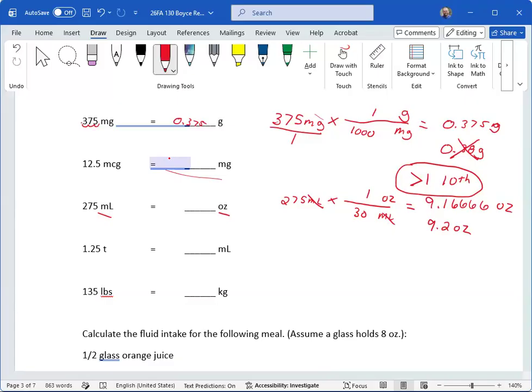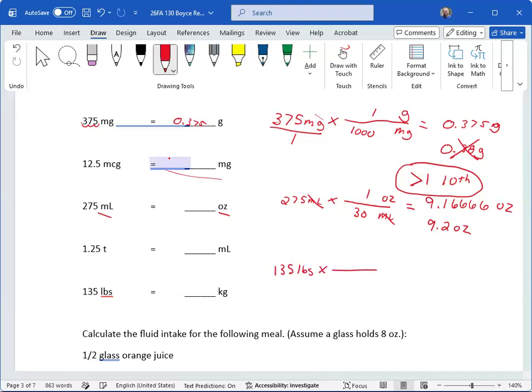The final thing, so when you go from pounds to kilogram, it's the same thing. So now you're going household to metric. Okay. So you're going to take your 135 pounds and then you're gonna make your conversion.